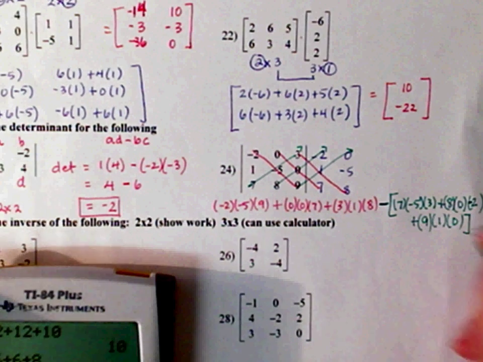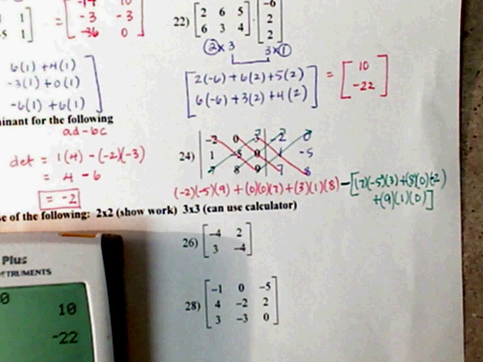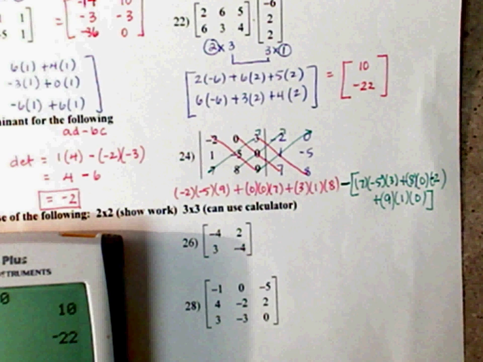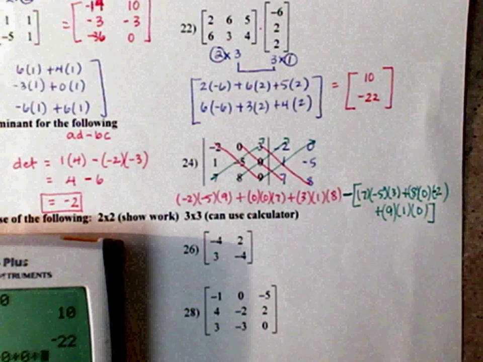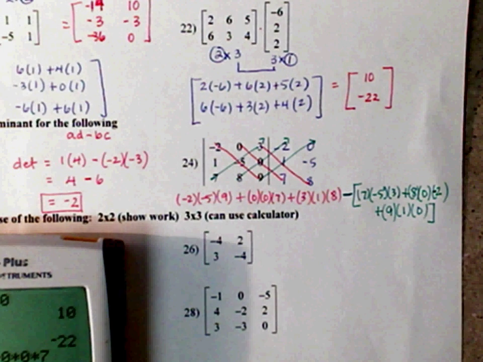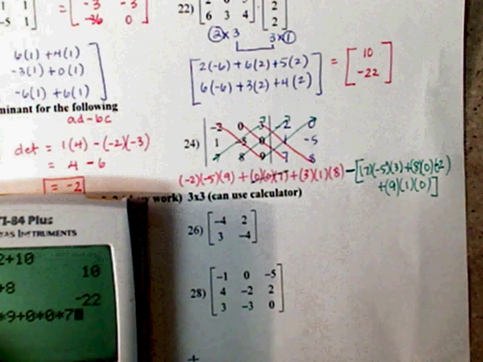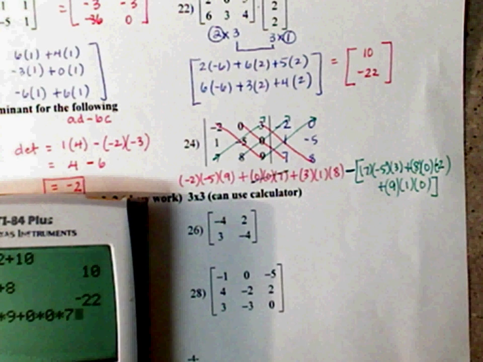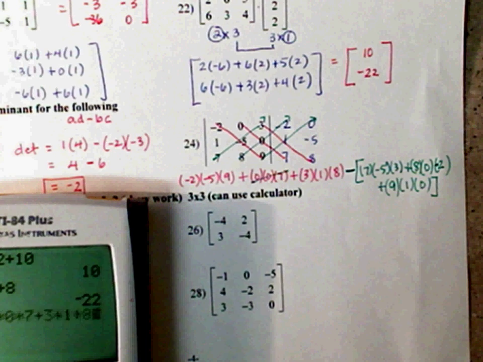All right, here we go. Type all that in. So you have negative 2 times negative 5 times 9 plus 0 times 0 times 7. Guys, 0 times 0, you know is 0. You could just mark that off, okay? It's really, let's be a little smart here. Plus 3 times 1 times 8. And that comes out to be 114.